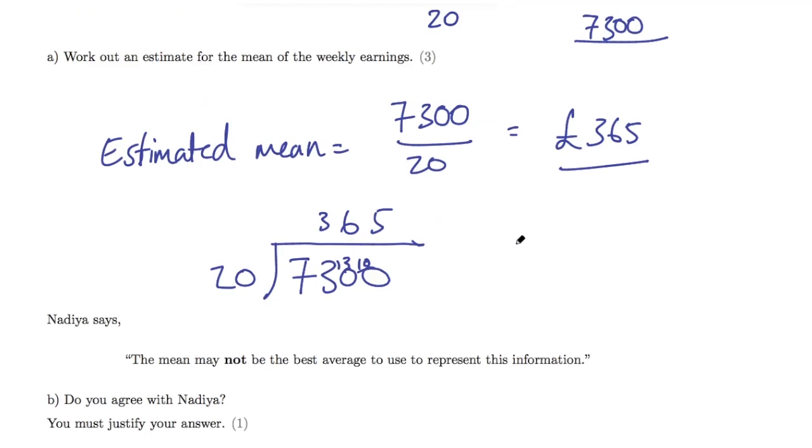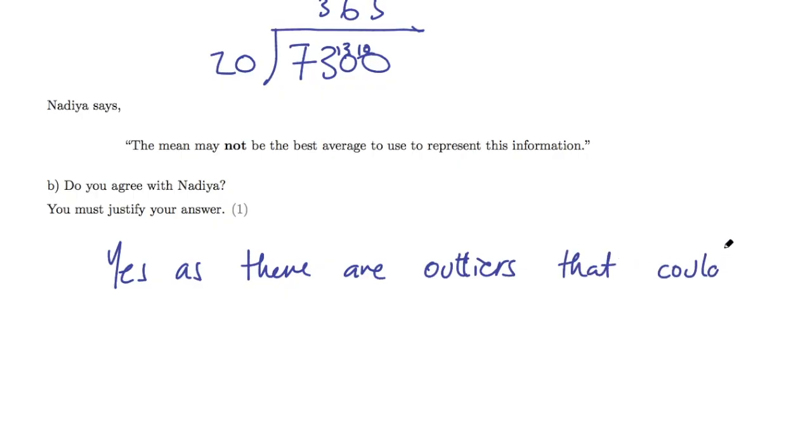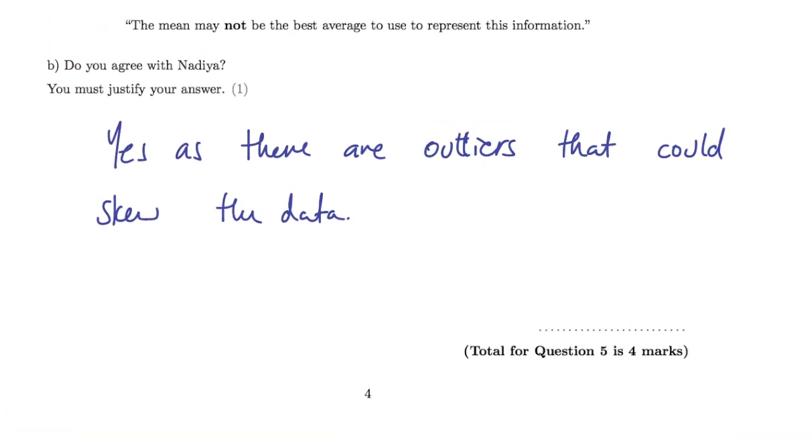the rest. So I would say, Nadia, because she said may not be, I would say yes, I do agree, because there are outliers that could skew the data. So I'd say yes, as there are outliers that could skew the data. And that's probably all you need to write for 1 mark. I'd say the key word they're looking for there is outliers.